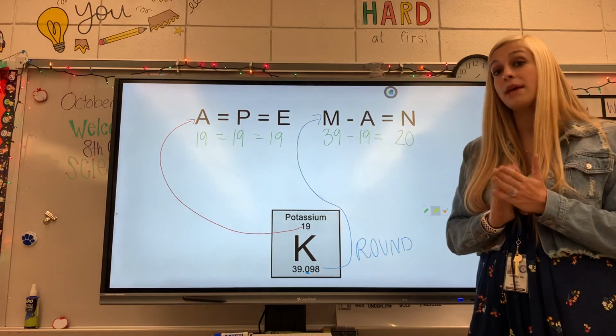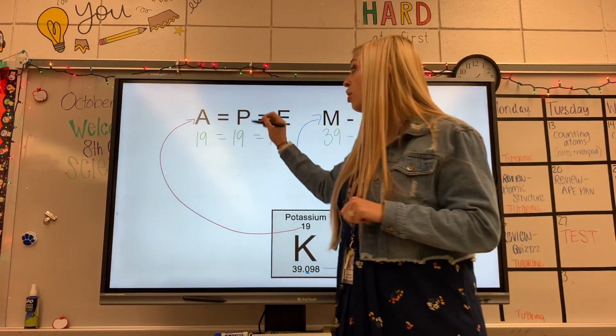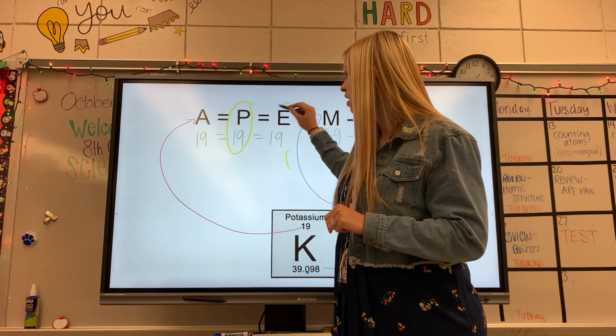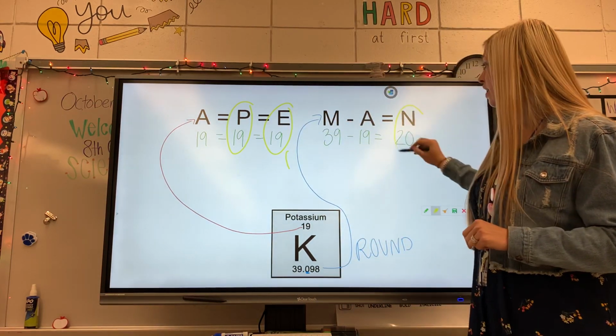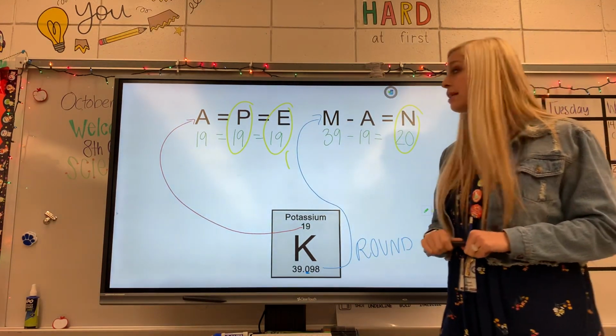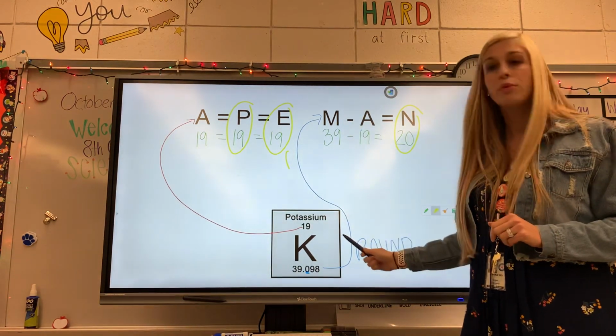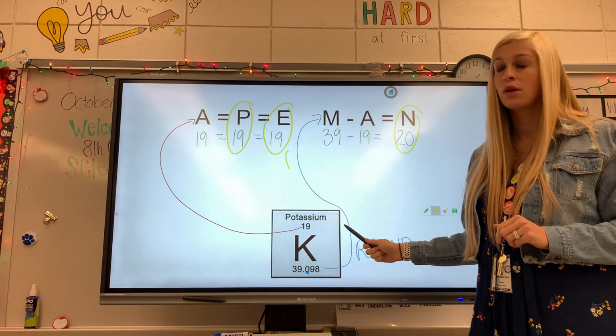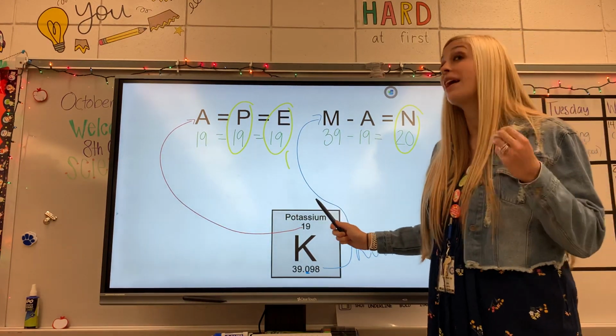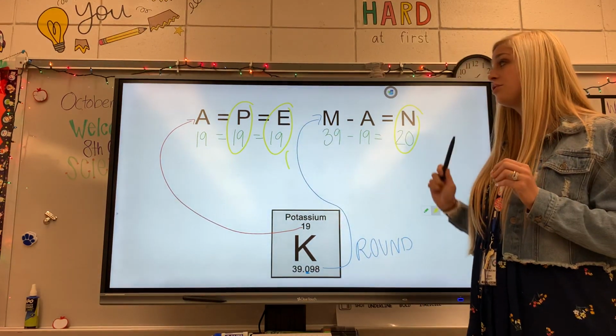So 8-man helped us find protons, electrons, and neutrons. 8-man did not help us find the atomic number. It did not help us find the mass number. We get that from the periodic table. So you use this to find the number of protons, electrons, and neutrons.